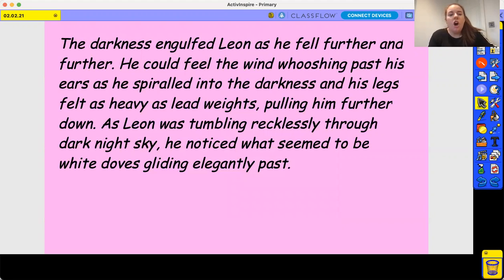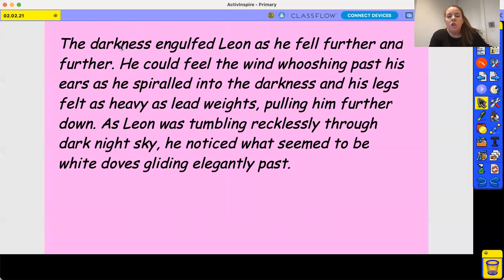Okay. The darkness engulfed Leon as he fell further and further. Okay, I've chosen to use the word engulfed rather than just say the darkness, it was dark. When we talk about something engulfing someone, it means like it's completely surrounded them. And from looking at the image that we looked at yesterday, you know that it was almost like he dropped into like an abyss. There was an open space. It was very big, yet he couldn't see much around him.